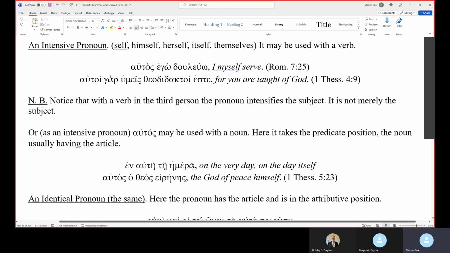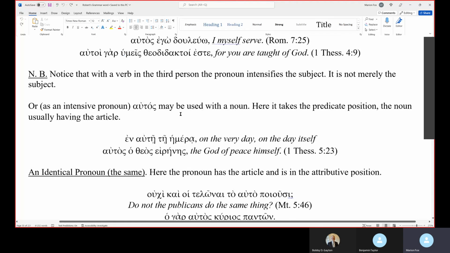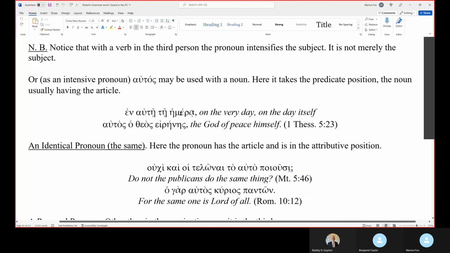That with a verb in the third person pronoun intensifies the subject. It's not merely the subject, but it intensifies it. So right here, and right here, may be used as a noun. Here it takes a predicate position. Now, predicate position, it's following the article, right? And a noun usually has the article. So the article is with the noun right here.